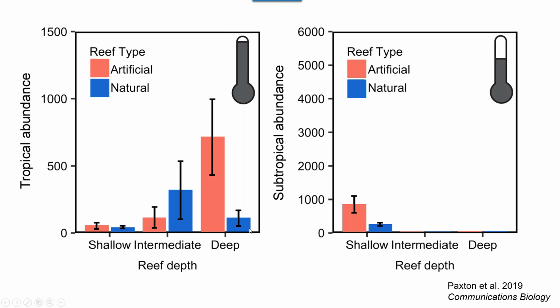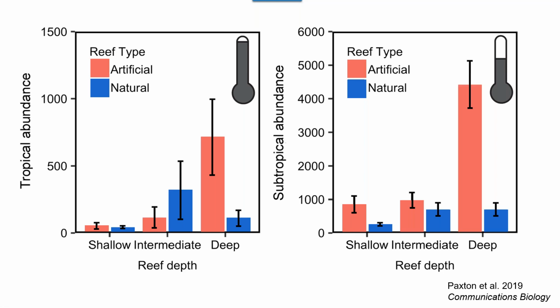And what we found is that the number of tropical fish on artificial sites exceeded that on the natural deep sites. And so we wanted to see if this same pattern held for subtropical fish abundance as it did for tropical. And we found that there was a little bit of a preference, if you will, for artificial structures by subtropical fish in shallow waters, no difference at intermediate water depths. And then for deep depths, we again saw this pattern where we have higher abundances of subtropical fish on the artificial structures. And this was really interesting.